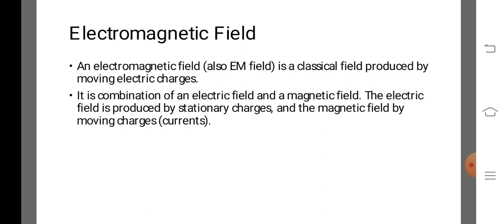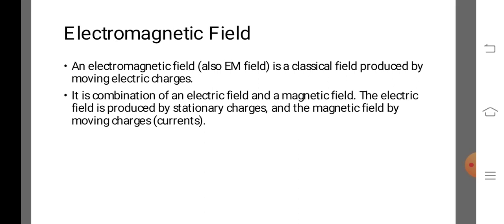The electromagnetic field is the field produced by moving electric charge, which is called electromagnetic field. An electromagnetic field is always a combination of an electric field and a magnetic field. The electric field always has stationary charges, and the magnetic field always has moving charges, that means current.